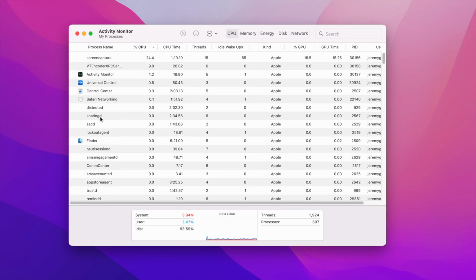So anything ending in a D, those are daemons. So these are like system processes. You may want to be careful. CFprefs is a big one, for example.